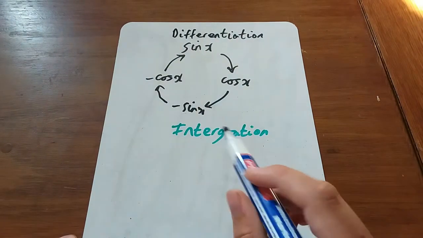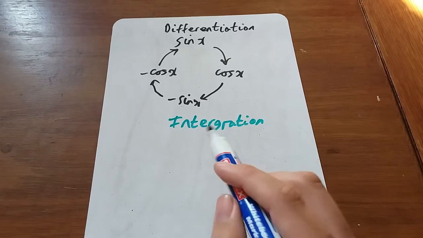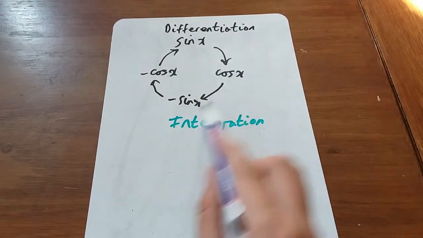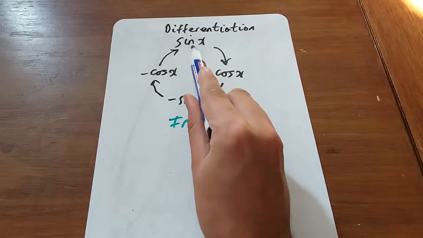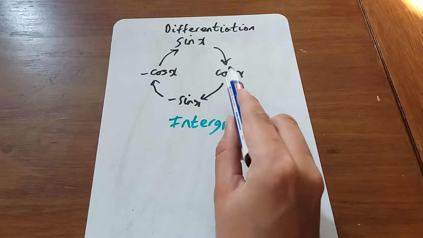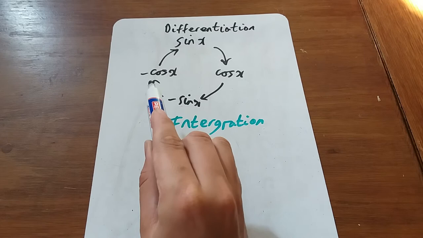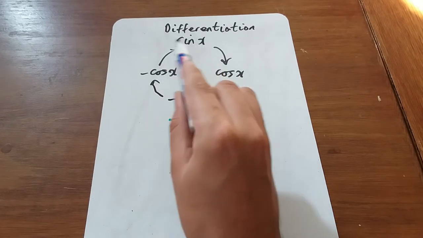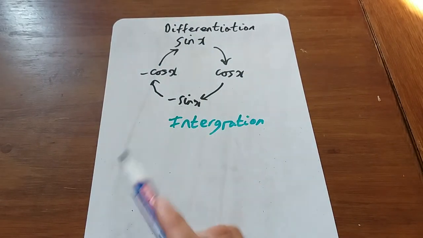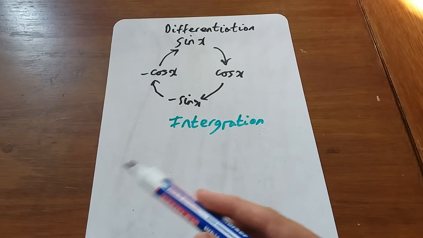Just before we start though, those of you in my class will recognize this. Other classes, I'll introduce it to you. This is the trig wheel. When we differentiate, sine differentiates to cos. Cos differentiates to minus sine, differentiates to minus cos, and then cos differentiates to sine. Whenever we differentiate, we just go one step around the wheel.